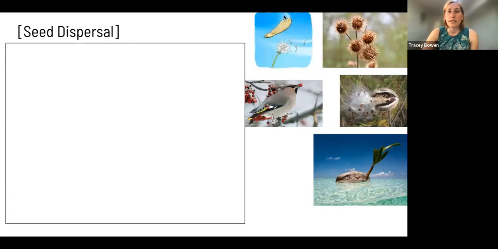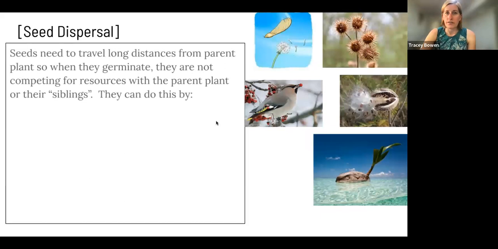So once an ovule has become fertilized, then seed dispersal is the factor. Fertilization and pollination are not the same as seed dispersal. Seeds need to travel long distances from the parent so that when they germinate, they're not competing for resources with the parent plant or their siblings. And so there's a variety of ways that they can do it.